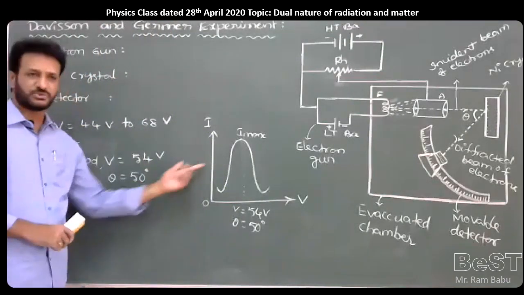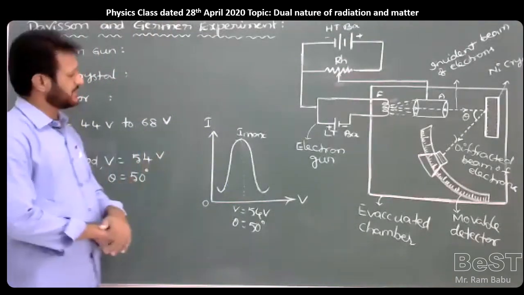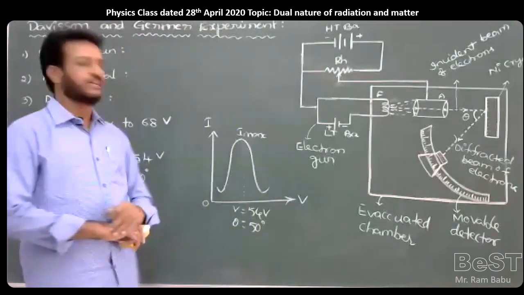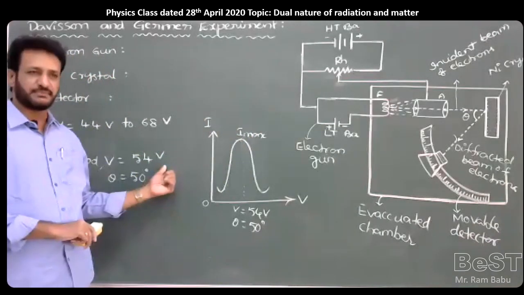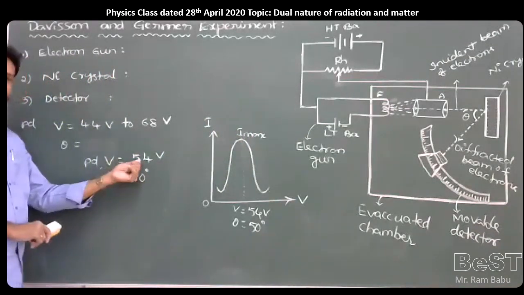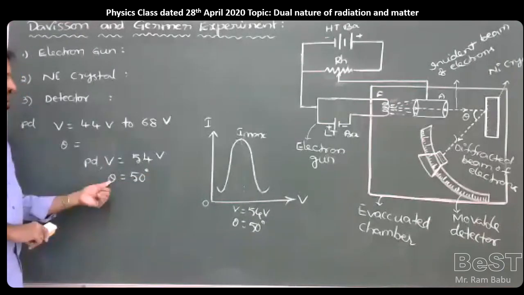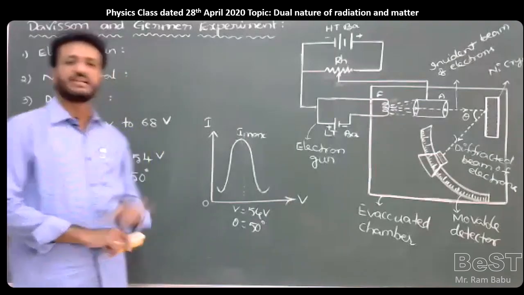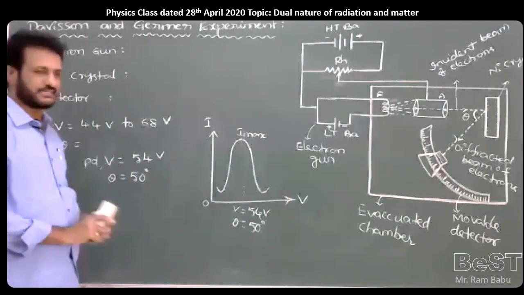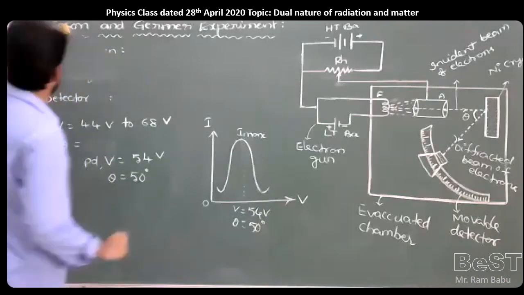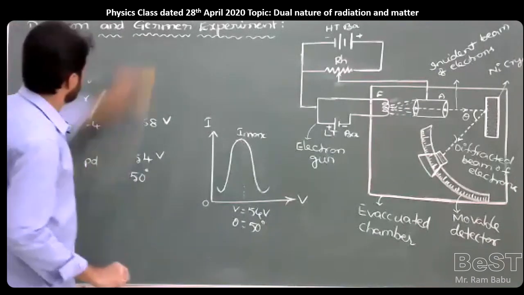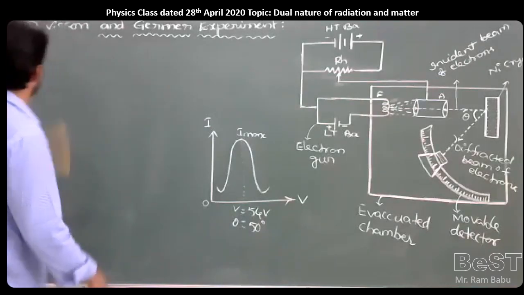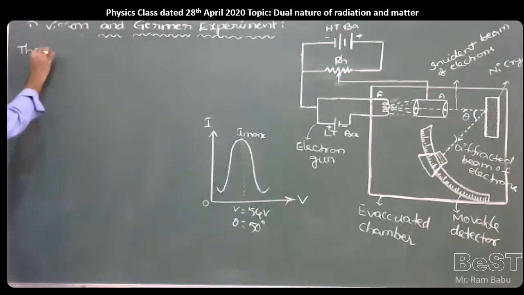Sometimes in competitive exams a question may be asked from the Davisson and Germer experiment: at what potential or what scattering angle is the intensity of the electron beam a maximum? At a potential difference of 54 volt and theta equal to 50 degree, the intensity of the electron beam is a maximum. That generally confirms the wave nature of electrons. Now we'll go to a simple theory. But how to find the wavelength of the electron? I'll give a simple theory here.